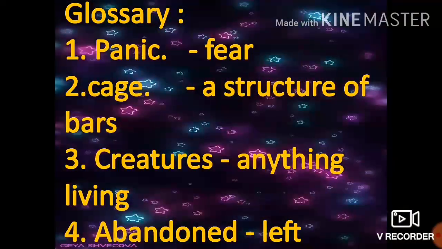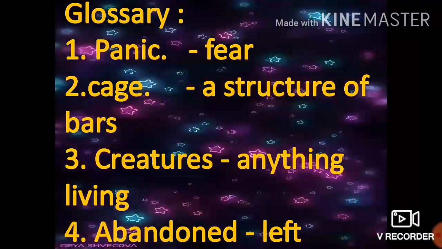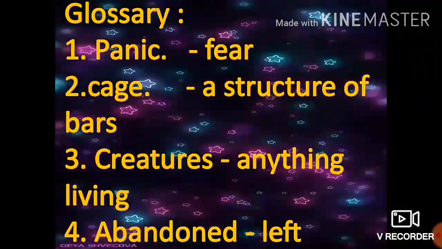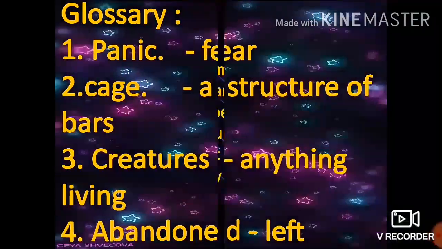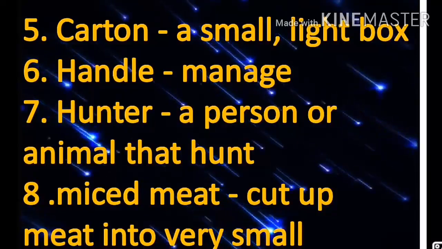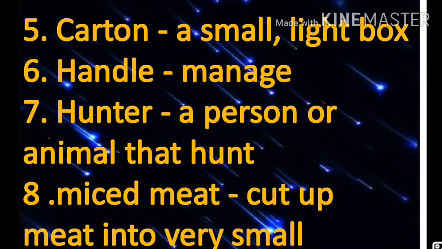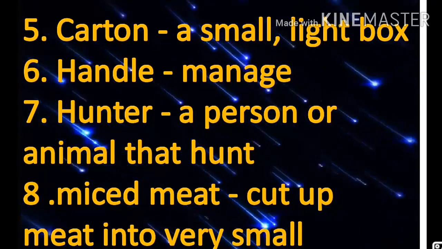First one, panic: fear. Second one, cage: a structure of bars. Third one, creatures: anything living. Fourth one, abandoned: left. Fifth one, cotton: a small light box. Sixth one, handle: manage. Seventh one, hunter: a person or animal that hunts. Eighth one, minced meat: meat cut up into very small pieces.